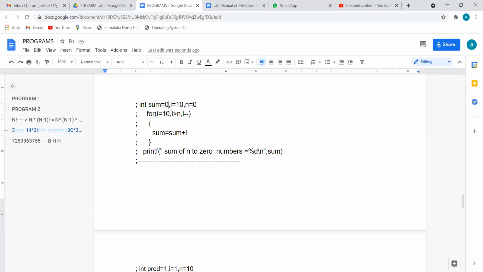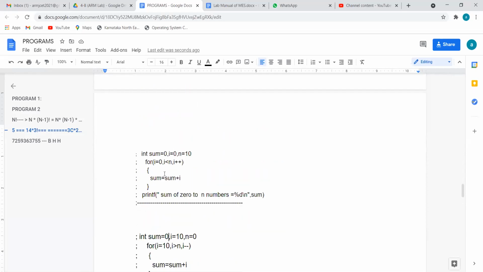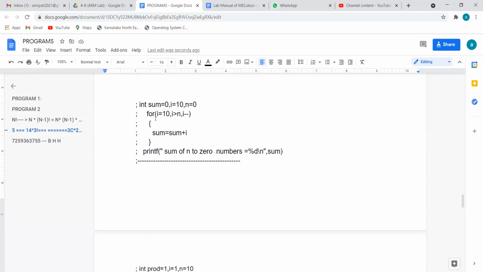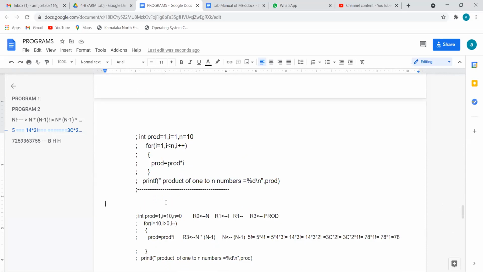So earlier program, what will it do? 0 plus 1, 1, that sum plus 2, that sum plus 3. That means increasing way. This is decreasing way. Hope it is clear now, right? Okay. Something I have done now once again.